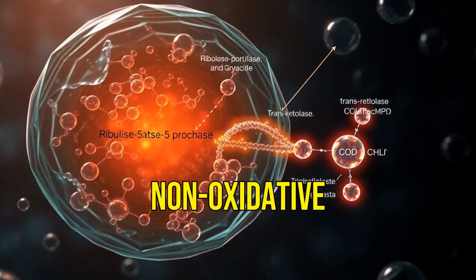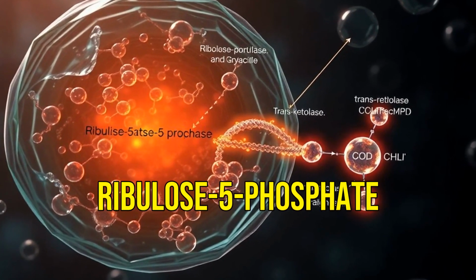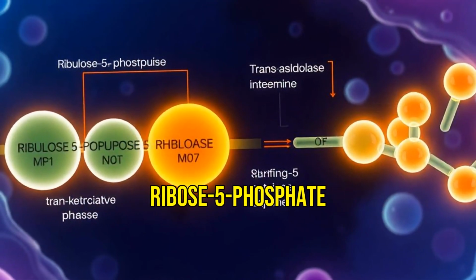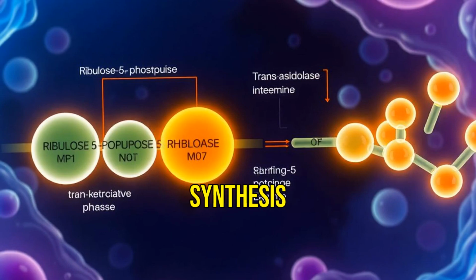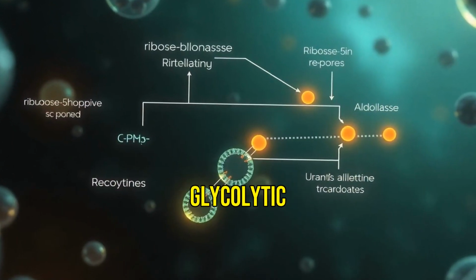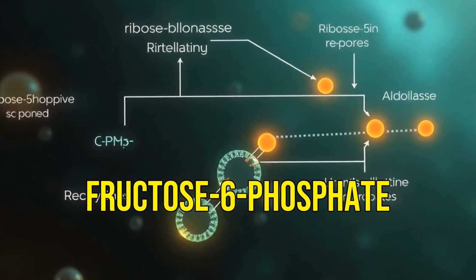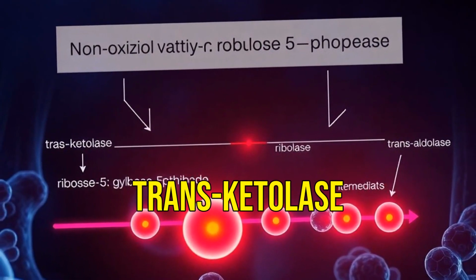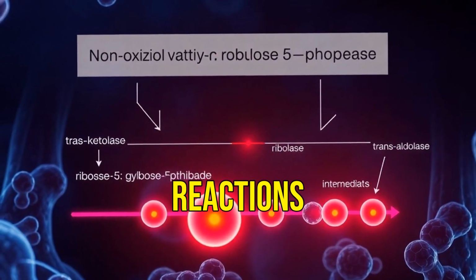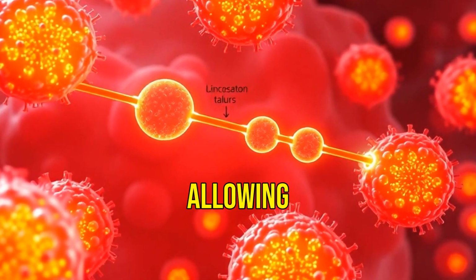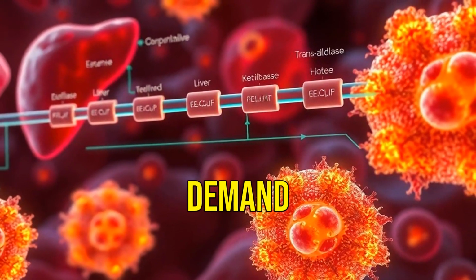In the non-oxidative phase, ribulose 5-phosphate is converted into ribose 5-phosphate for nucleotide synthesis or transformed into glycolytic intermediates like glyceraldehyde 3-phosphate and fructose 6-phosphate through transketolase and transaldolase reactions. These enzymes shuffle carbon units between sugars, allowing flexibility depending on cellular demand.